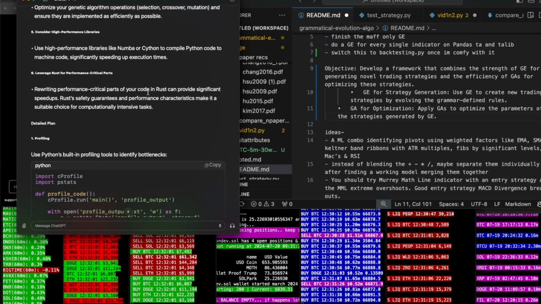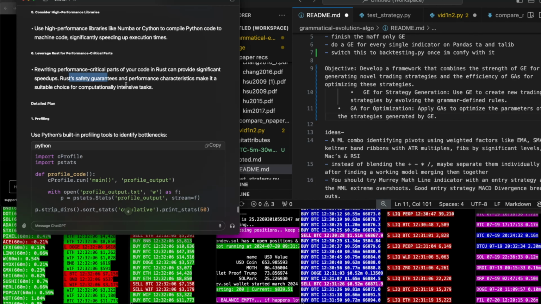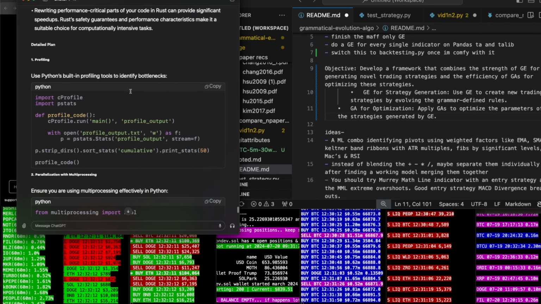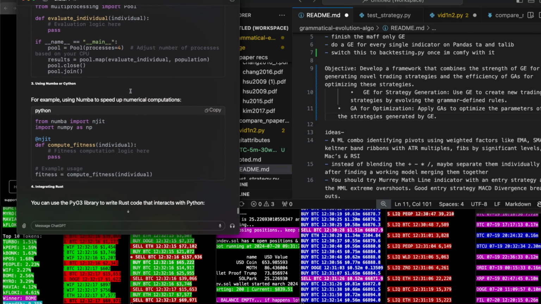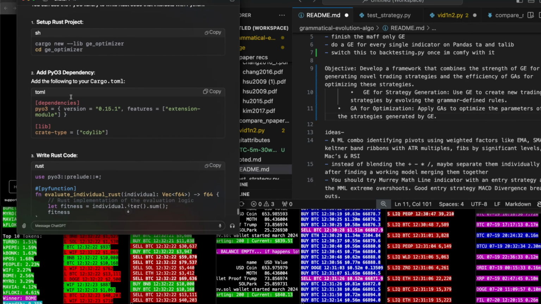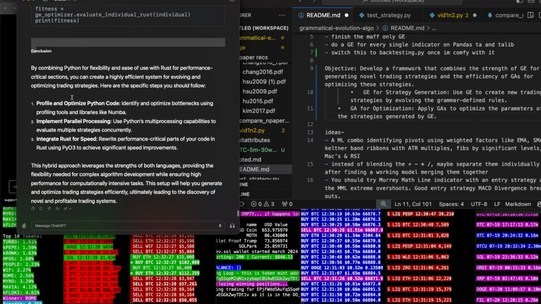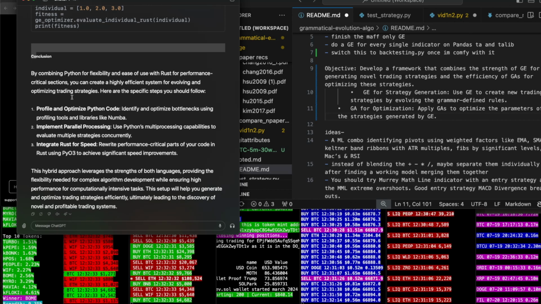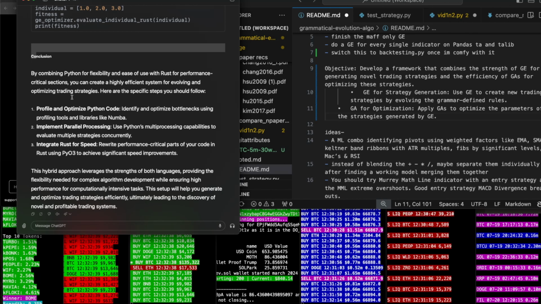Rewriting performance-critical parts of your code in Rust can provide significant speedups. Rust's safety guarantees and performance characteristics make it a suitable choice for computationally intensive tasks. Set up a Rust project. Write code in Rust. By combining Python for flexibility and ease of use with Rust for performance-critical sections, you can create a highly efficient system for evolving and optimizing trading strategies.